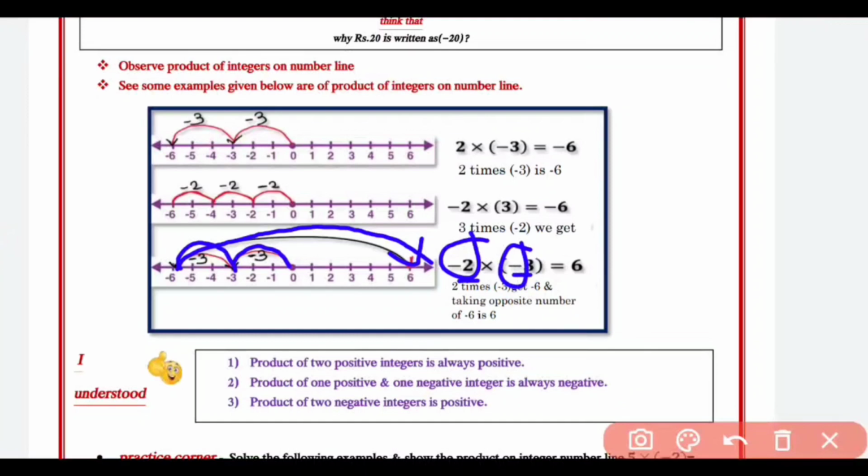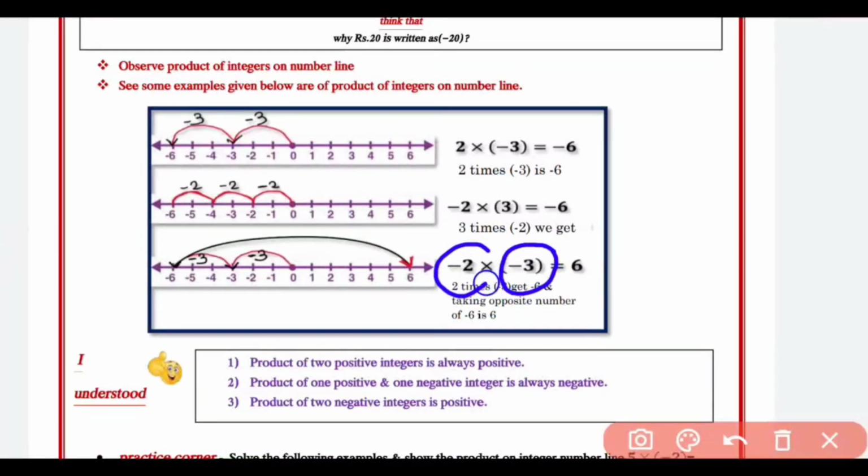So when it reaches minus 6, we have to take one big jump at the opposite number of minus 6, and we all know the opposite number of minus 6 is plus 6. So first we have to take the jumps on the left hand side, because this 3 has a negative sign, and negative sign means we have to take the jumps on the left hand side.